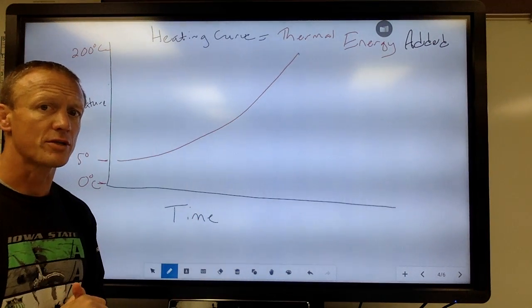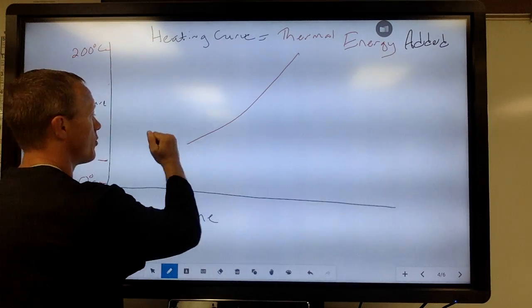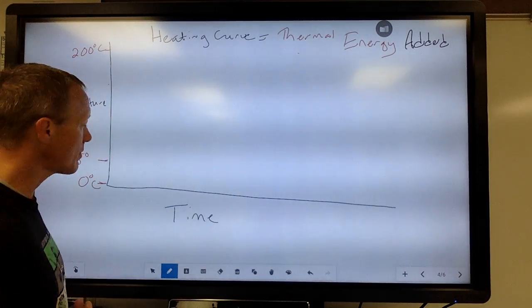In real life, that's not what happens. If you put a thermometer in and measure it, that is not what happens. Some people will do this in some classes with ice, all the way up to steam, and it's not what happens.